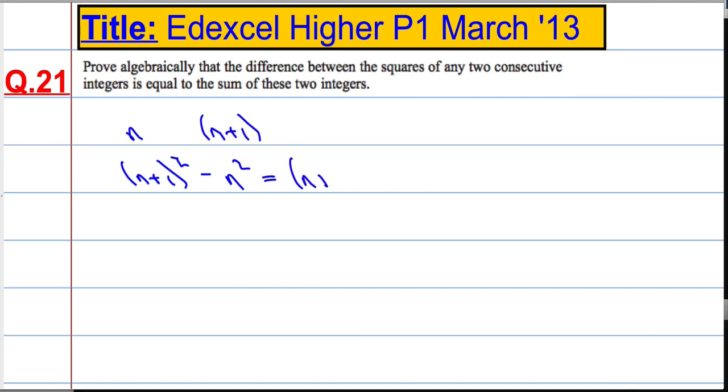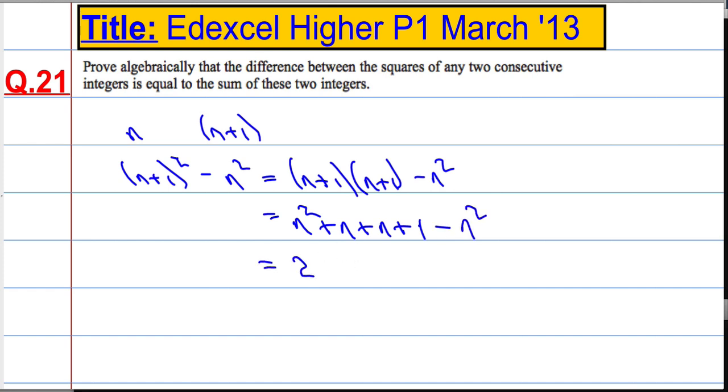n plus 1 squared means n plus 1 times by itself. And I need to take away n squared. n times n is n squared, n times 1 is n, 1 times n is n, and 1 times 1 is 1. And I need to take away n squared. So tidying that up, we get 2n plus 1. So n plus 1 squared take away n squared is 2n plus 1. So that's the difference between the squares.